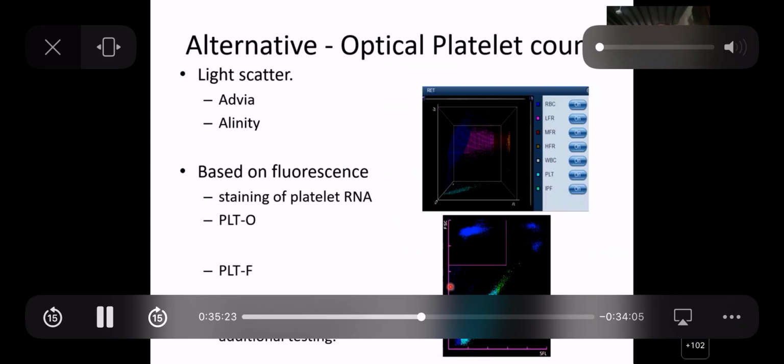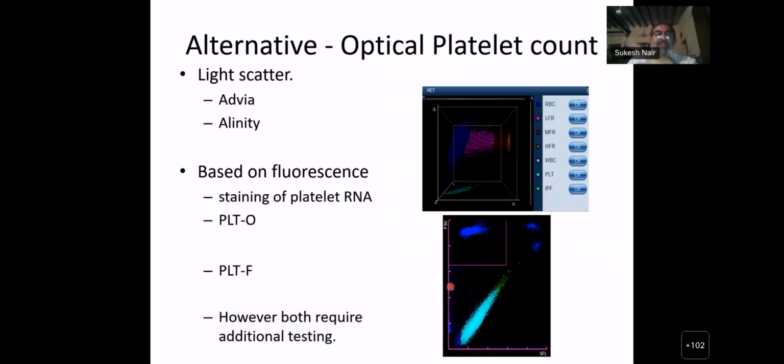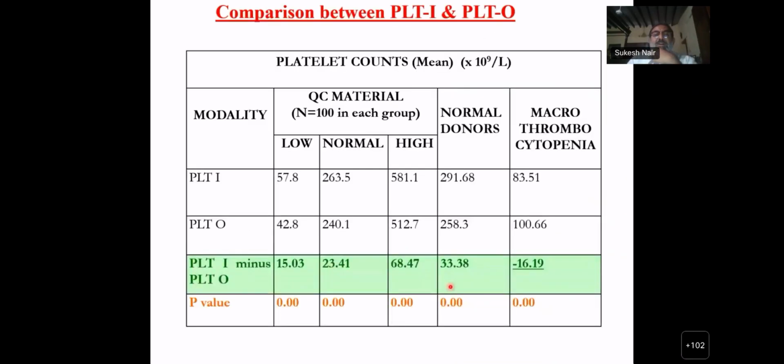You can have optical platelet count done by light scatter in Advia and L&T, and fluorescence-based platelet count in Mindray and Sysmex. So when we got the fluorescent platelet count from Sysmex, we should actually validate it. So we selected normal donors as well as those donors who come from the eastern part of India who have macrothrombocytopenia. And we also use the controls that we use regularly.